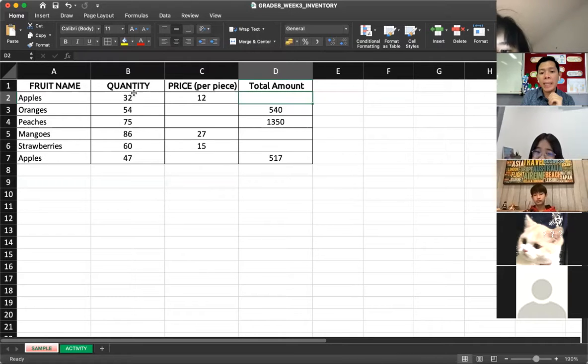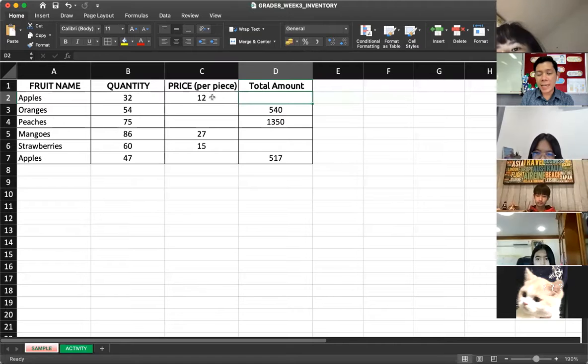Quantity means how many. Price per piece means price of one item. So if you have 12 apples and each apple costs 12, then what would be the total amount? How would you get the total amount for this one? Anyone? Multiply. Yes, you should multiply, and you can multiply this one using a formula in Excel.